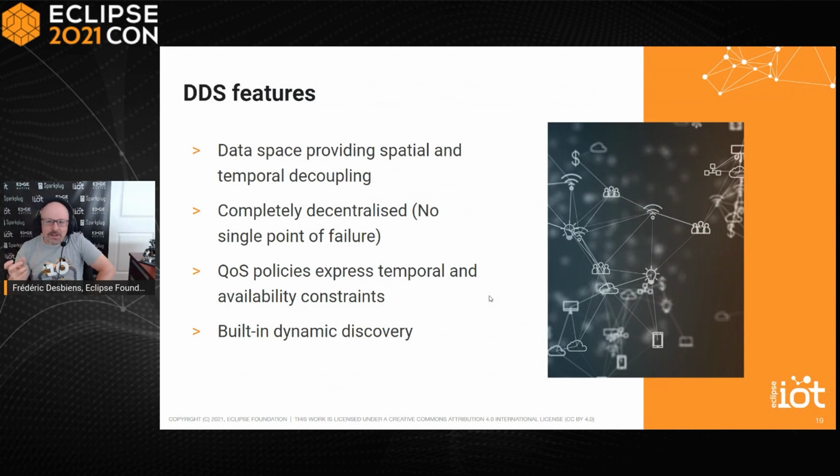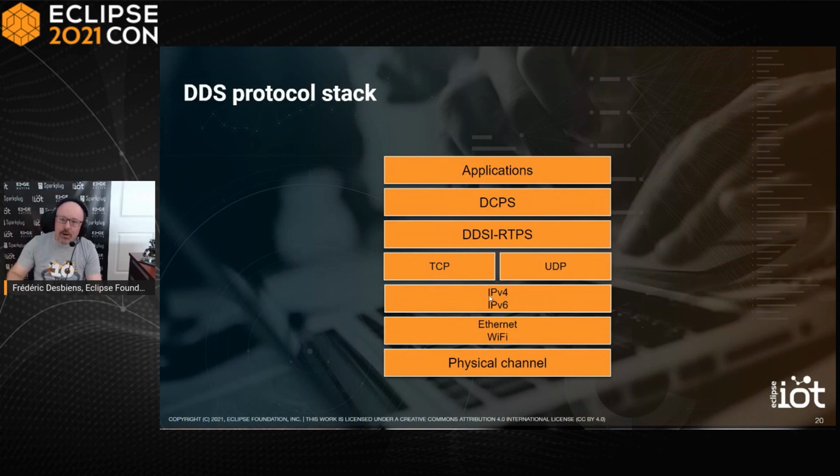One interesting twist about DDS is that it provides a kind of data space. Okay, so it provides spatial and temporal decoupling. So all of the nodes speak to that global shared data space inside the single mesh, and it's completely decentralized. So there's no broker, there's no connection missing or anything like that in the case of DDS. Whatever nodes are in the mesh will receive the traffic. There are quality of service policies, okay, where you can express temporal and availability constraints in there, and it comes with built-in dynamic discovery.